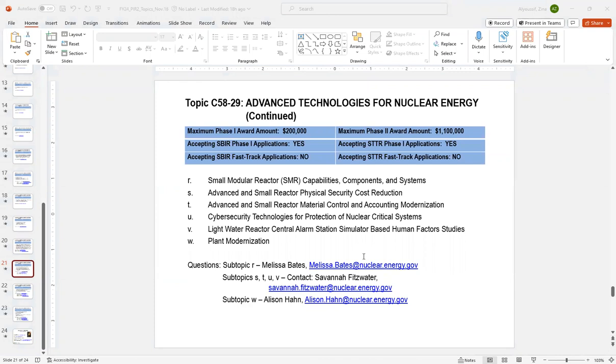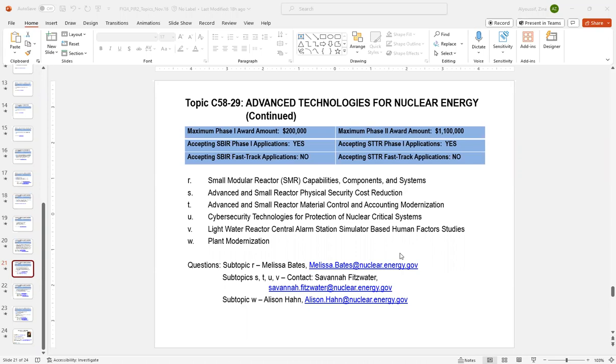I guess we can move to subtopic W. Okay, so this one is plant modernization. In here, I think there was also a question earlier. We're looking at any one of the following plant modernization areas. It does not need to be all of them. It can just be one.